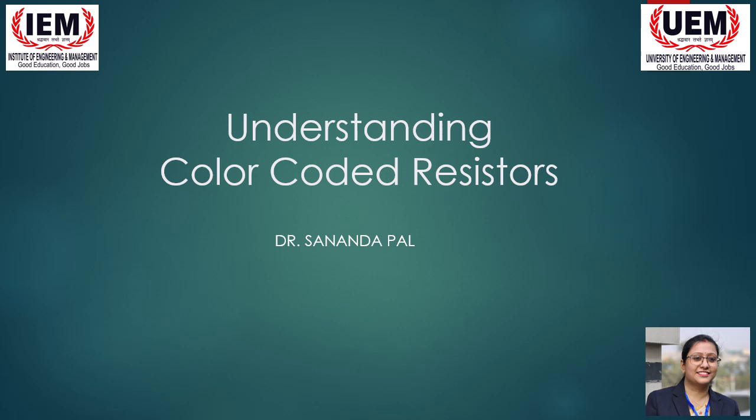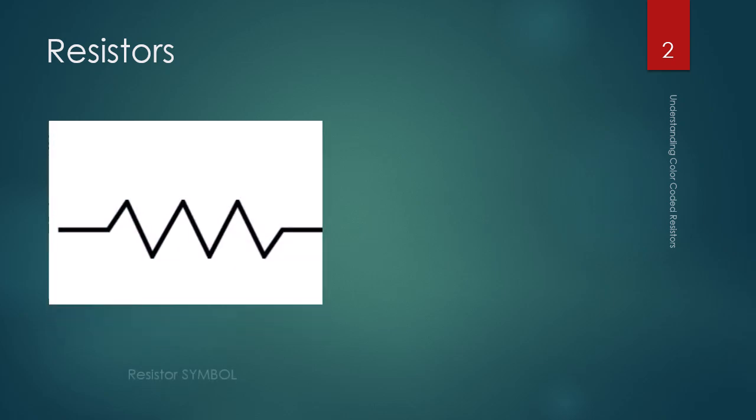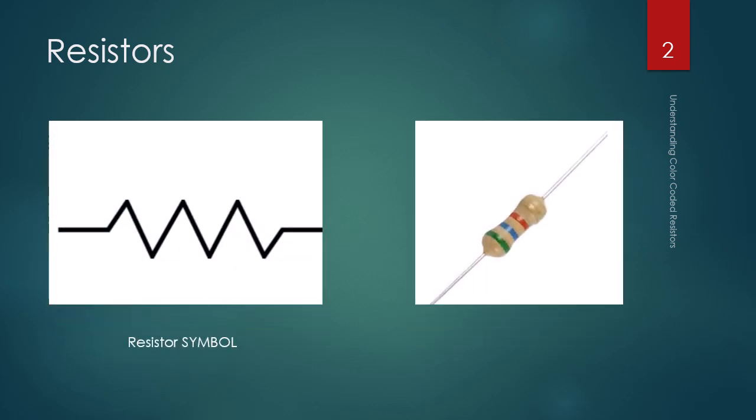It is one of the basic things that we must learn for our electrical and electronics laboratory, and we will be learning basics about the resistors. As we all know, resistors have a symbol like this, whereas small resistors used in electrical as well as electronic circuits look like this with different color codes in it.